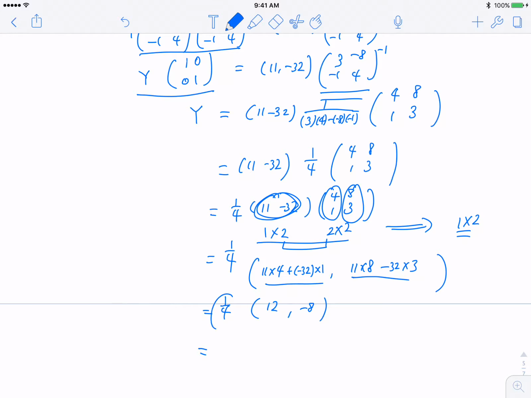Finally, let's multiply 1/4 inside the matrix. I will get 3, negative 2, and this is the answer for matrix Y.